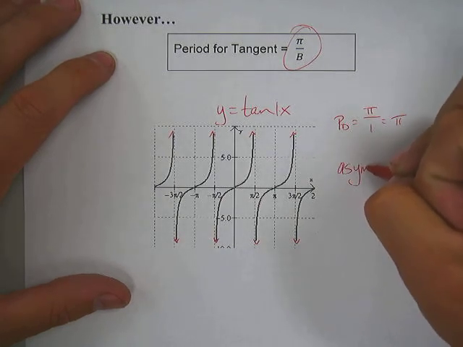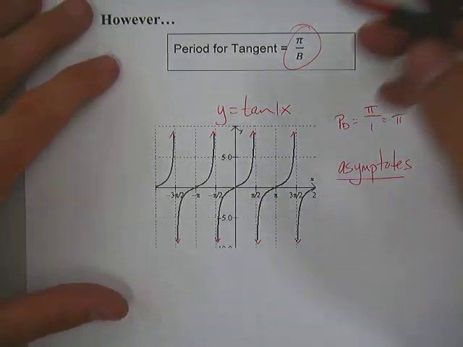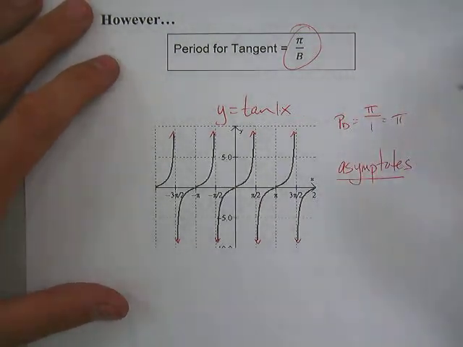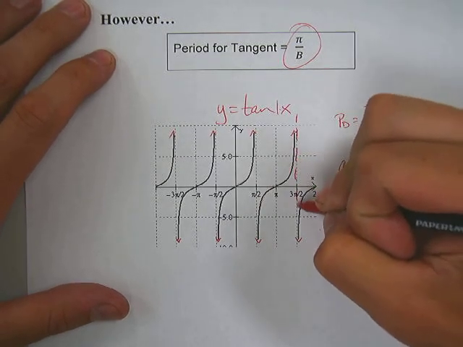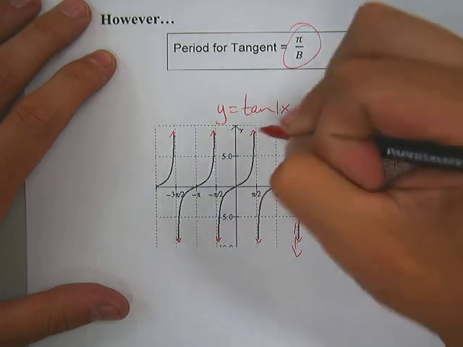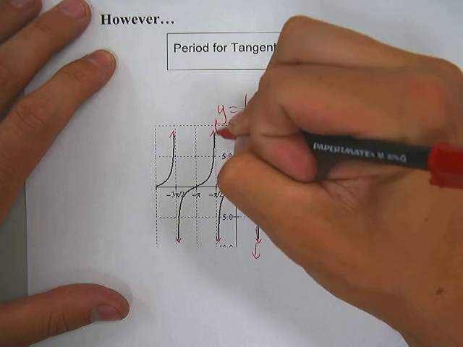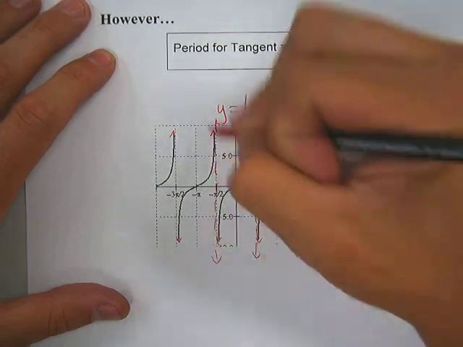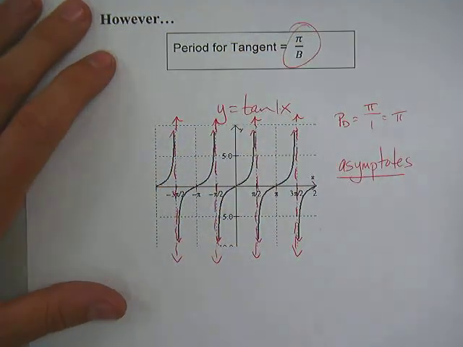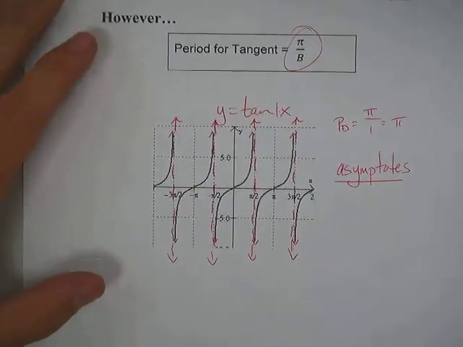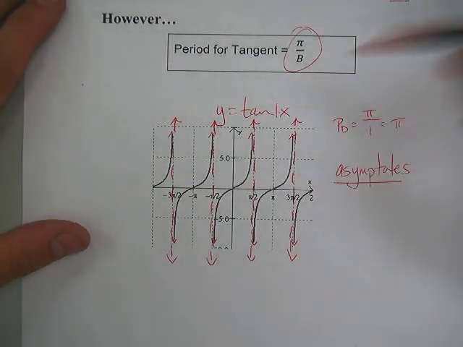Now, something that's unique to tangent that sine and cosine don't have are these things called asymptotes. I think that's something we have talked about before. An asymptote is kind of like an invisible force field. If I could draw it dashed right here, there's this asymptote in between every one of these little squiggly things. And like I said, it's kind of like an invisible force field.